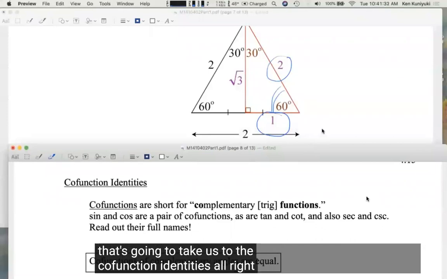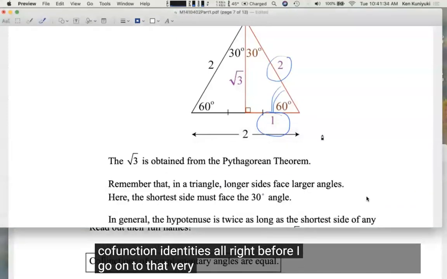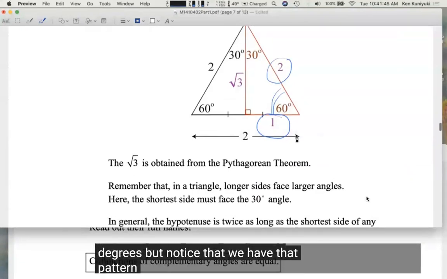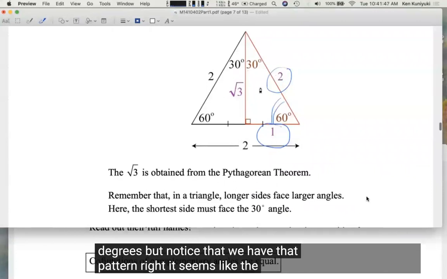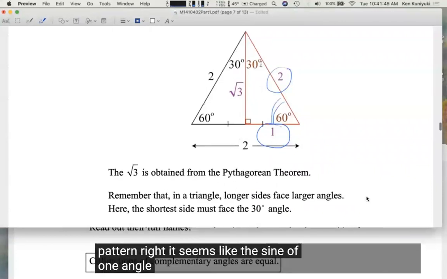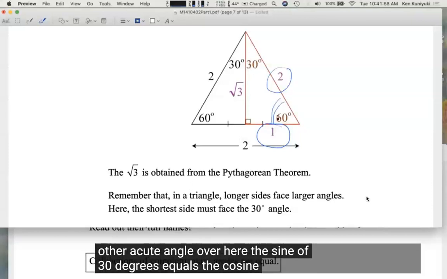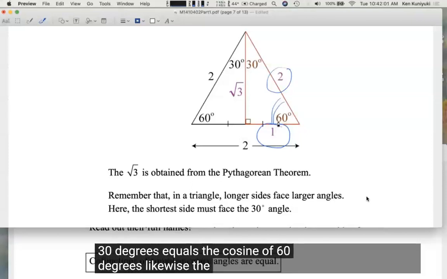All right. Before I go on to that, I'll very quickly observe the sine of 60 degrees will be root 3 over 2. That's also the cosine of 30 degrees. But notice that we have that pattern, right? It seems like the sine of one angle here is the cosine of the other acute angle over here. The sine of 30 degrees equals the cosine of 60 degrees. Likewise, the sine of 60 degrees equals the cosine of 30 degrees.